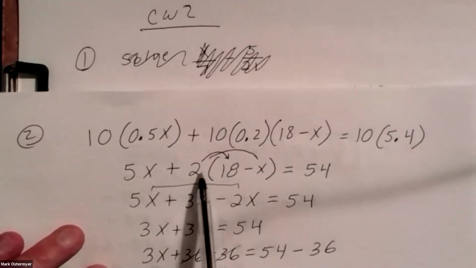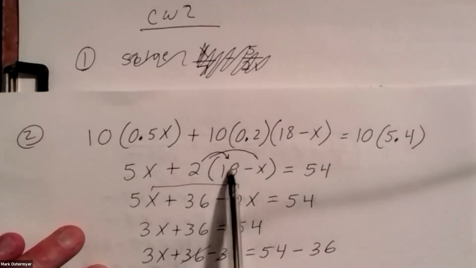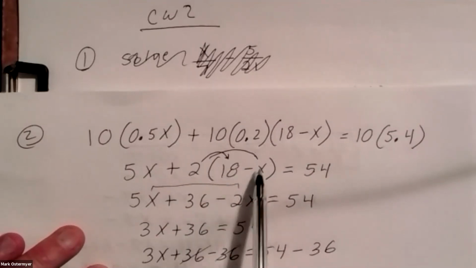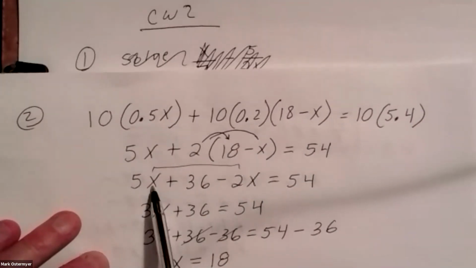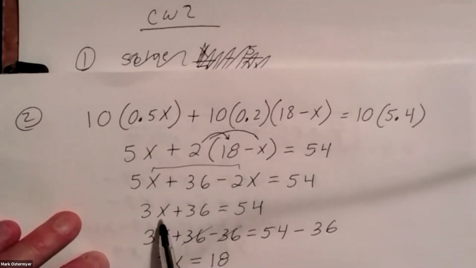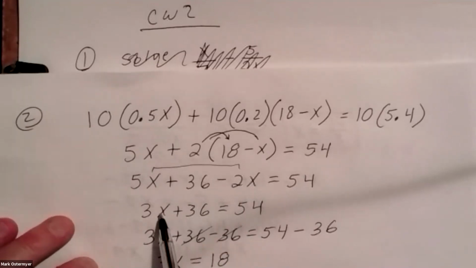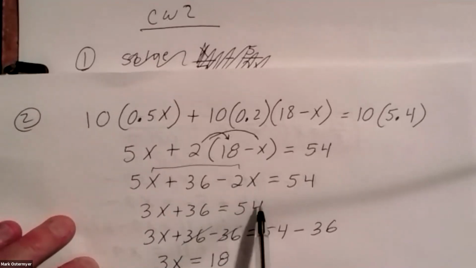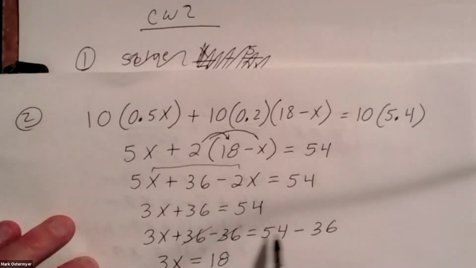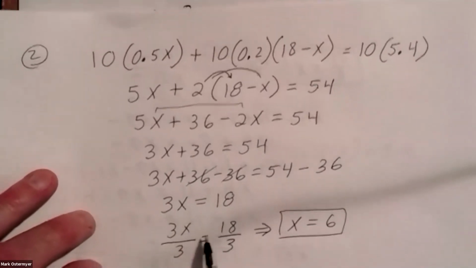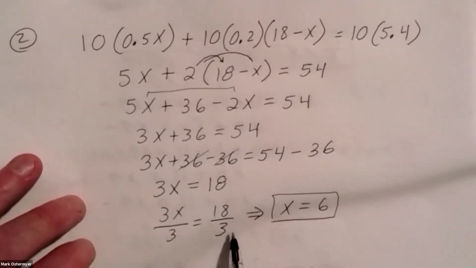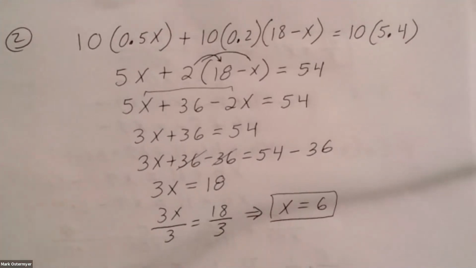Then you're going to have to further distribute the 2 inside the parentheses. 2 times 18 is 36. 2 times negative x is negative 2x. Simplifying the left side by combining like terms, 5x minus 2x is 3x. It's time to separate variable terms on the left side versus constants on the right side. We're going to move this positive 36 to the right by subtracting it from both sides. And then finally, we divide both sides by 3. And yeah, if you said 6, that should be the result.